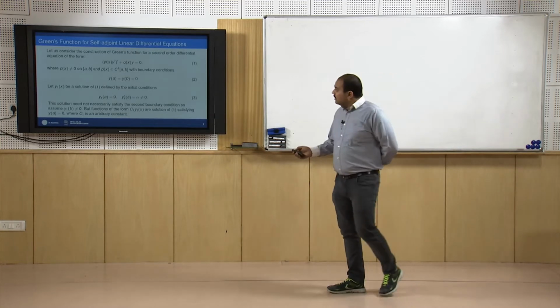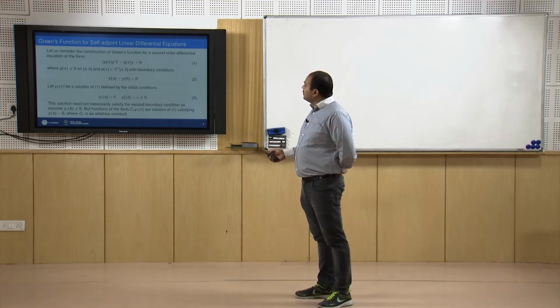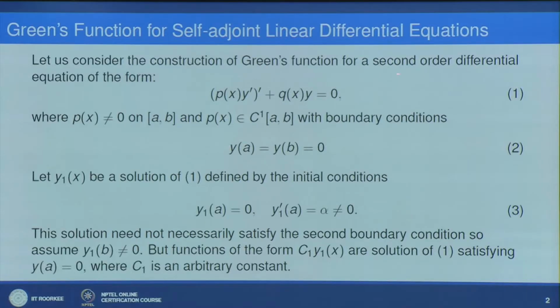We will consider here the Green's function for a second order differential equation of the form (p(x) y')' + q(x) y = 0, where p(x) is not equal to 0 on the entire interval [a, b], and p(x) is a C1 function. C1 function means continuously differentiable function, whose first derivative is continuous on this interval [a, b], with boundary conditions y(a) = y(b) = 0. We try to construct a Green's function for the given problem.